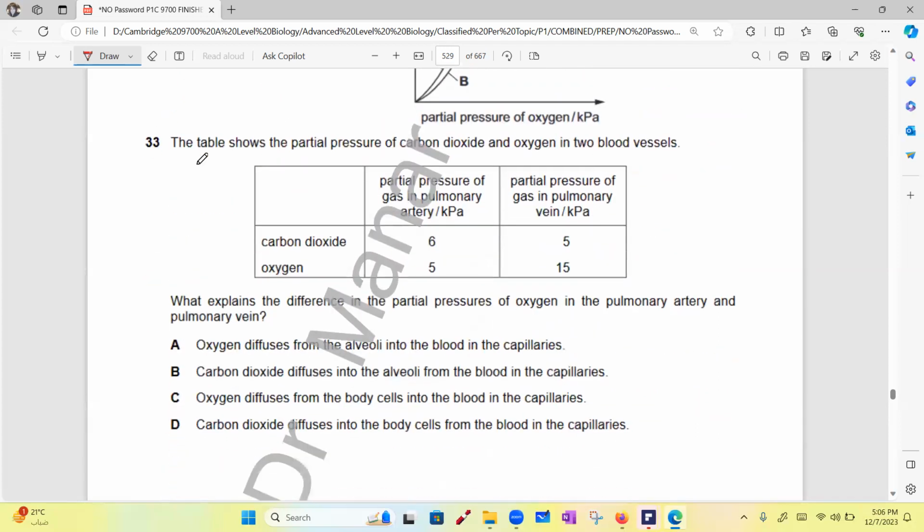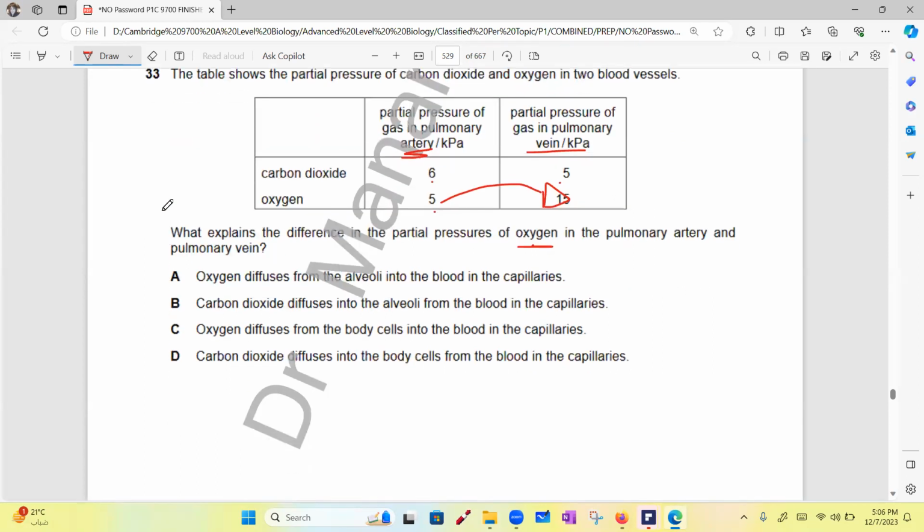Question 33, Mariam again. The table shows the partial pressure of carbon dioxide and oxygen in two blood vessels. I can see the pressure in the pulmonary artery and then the vein, and nearly the numbers are the same, but the jump is in the pulmonary vein, there's an increase in oxygen. What explains the difference in the partial pressure of oxygen in the pulmonary artery and vein? Read and tell me. This lesson is respiration, but I think you can answer it.